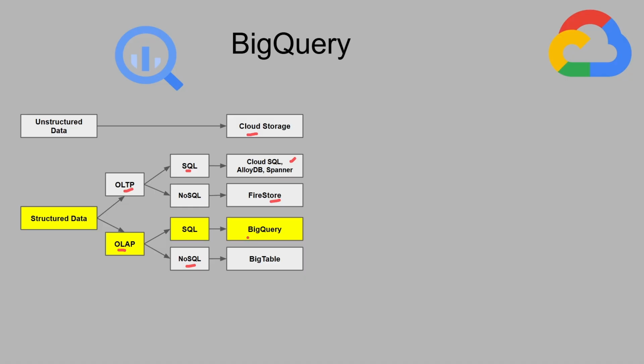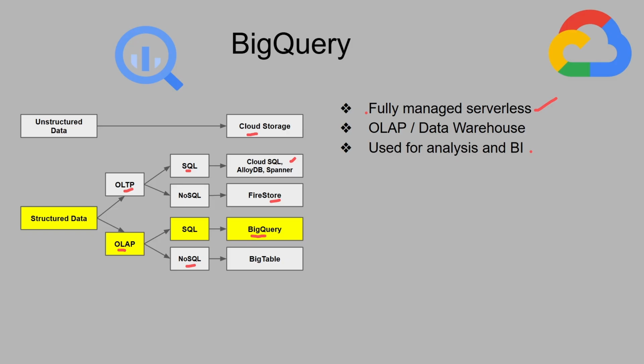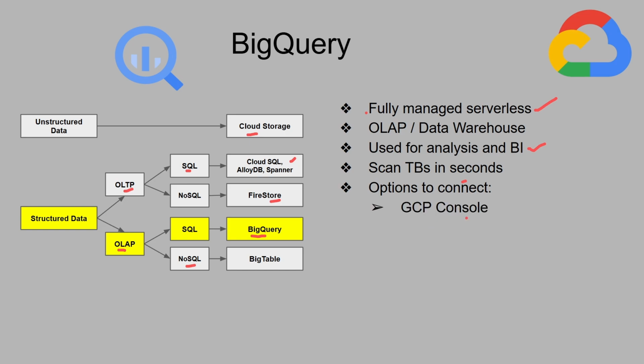In this video, we will focus on BigQuery. BigQuery is fully managed and serverless, designed for data warehouse solutions and long-term analytics, and also for business intelligence and decision making. It can scan terabytes of data in seconds. We can connect to BigQuery using the GCP Cloud Console, Cloud Shell, the bq command, and also using the REST API. Right now, 7 languages are supported.